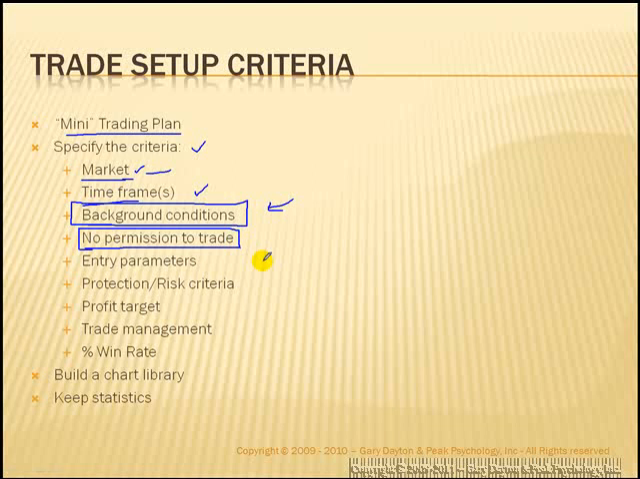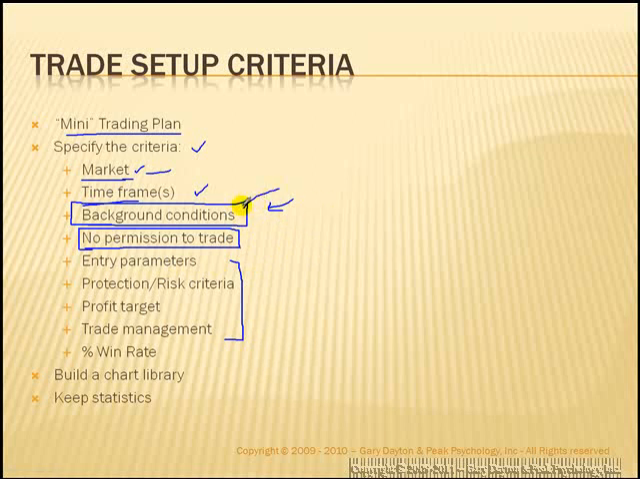You want to know what your entry parameters are. What is it that's going to trigger you into an entry? You want to specify this up front, along with your protection, risk criteria, where you're going to set your stop, your profit target, and your trade management. In fact, the more of these things you can specify up front, the less you have to think about in the heat of the moment. And it doesn't mean that you can only have one criterion. You can have a couple of different things.